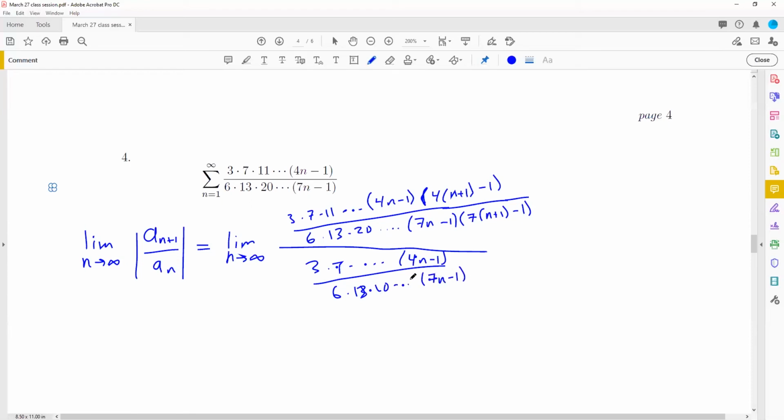And then now what happens? They cancel. All the coefficients cancel. A lot of canceling? Yeah. And what are you left with?